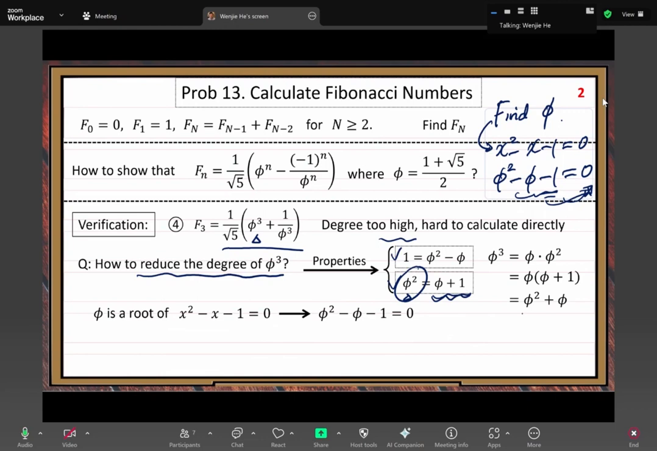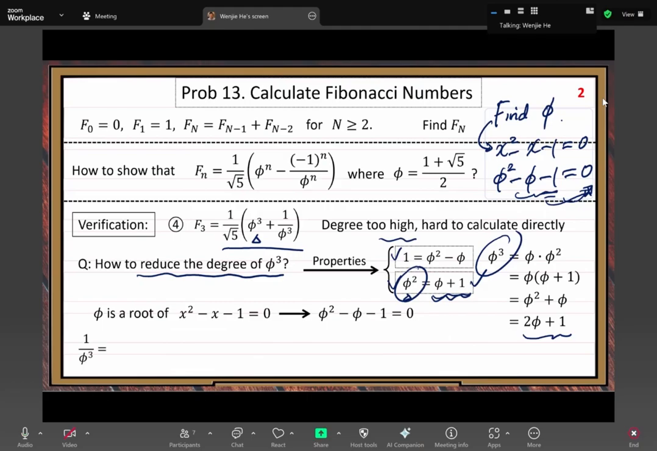But the first term phi squared, can we apply this second property another time? You can replace phi squared by phi plus 1, then you bring down the degree another 1. Even lower. So after the simplification, you have 2 phi plus 1. The degree much lower, so much easier to handle than a degree 3 expression. All right, so that's the first one.